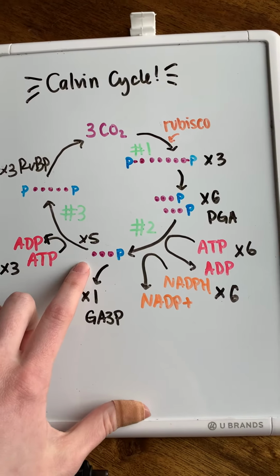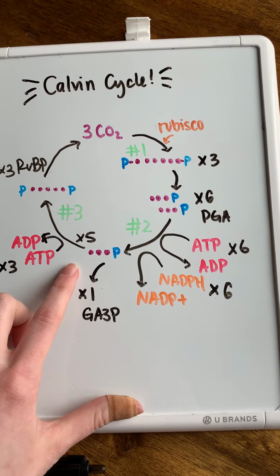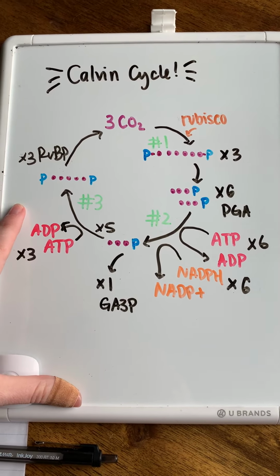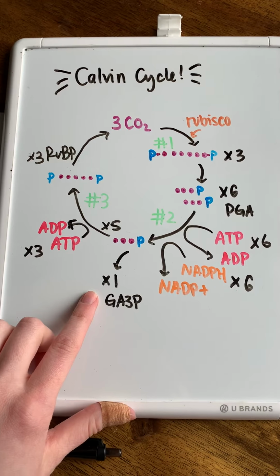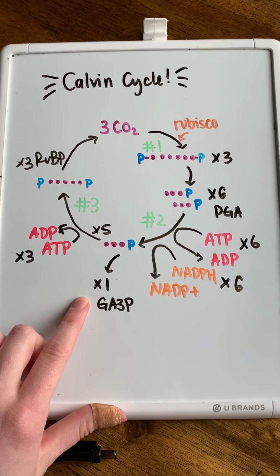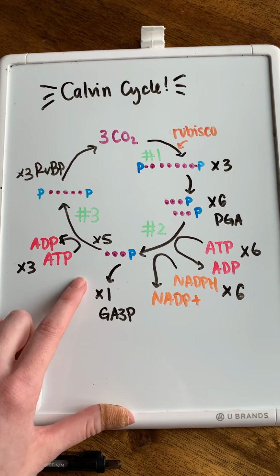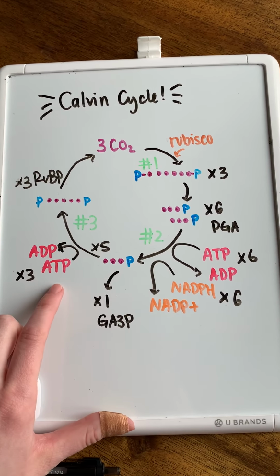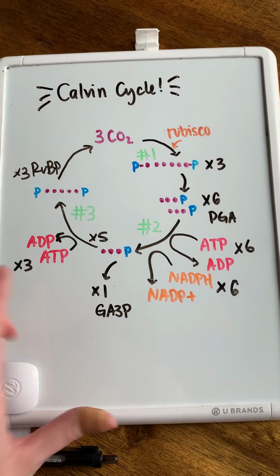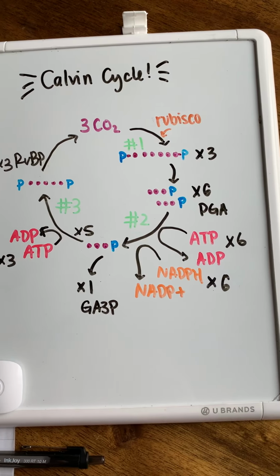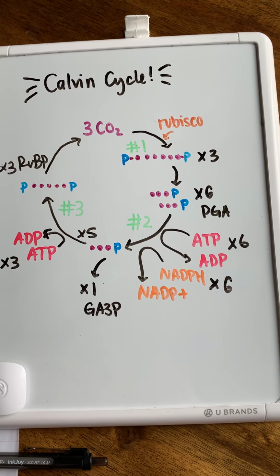But we need 5 of these G3P to create more RuBP. So that's why only 1 will leave the Calvin cycle to go on to become glucose, and 5 will keep moving on. So the 5 that keep moving on, with 3 ATP, actually bring us to the next step in the Calvin cycle. It's the regeneration of RuBP.